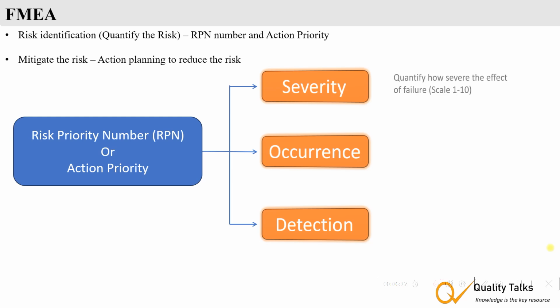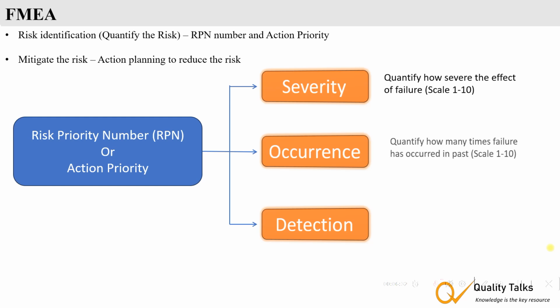Severity quantifies the effect of failure on a scale from 1 to 10. 1 is the least severity and 10 is the highest severity. Occurrence quantifies how many times failure has occurred in the past, so it is based on past data. Occurrence 10 means failure is almost inevitable. It means continuous failures are happening. Occurrence 1 means no chance of failure at all.